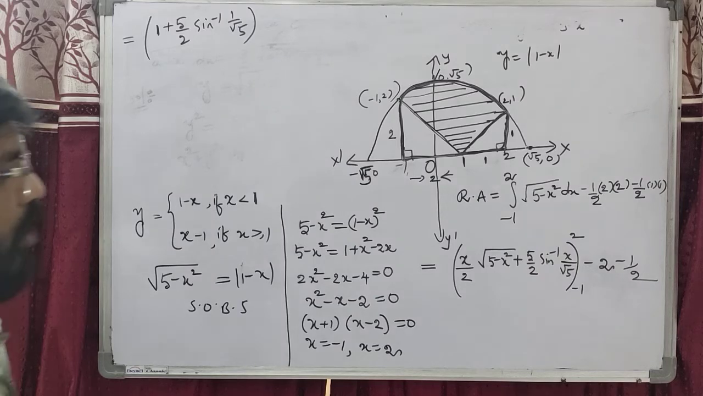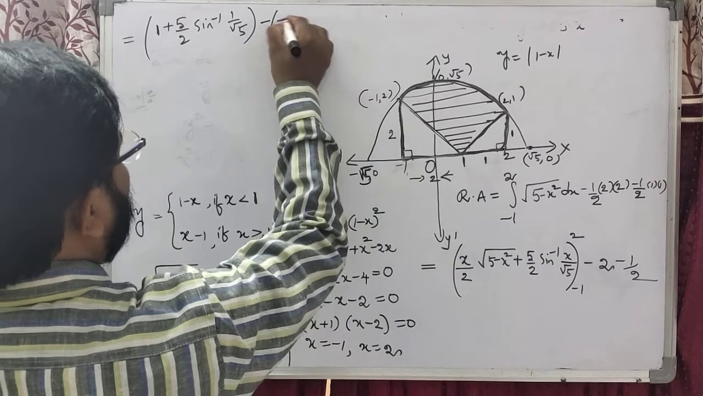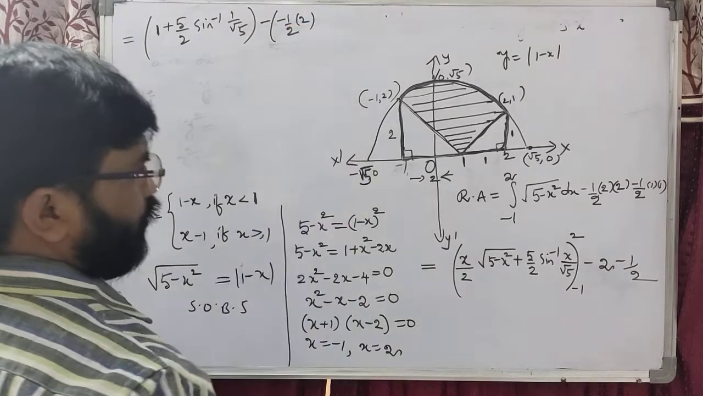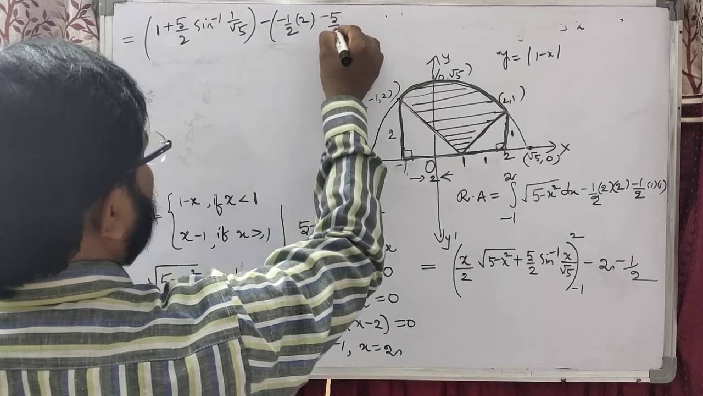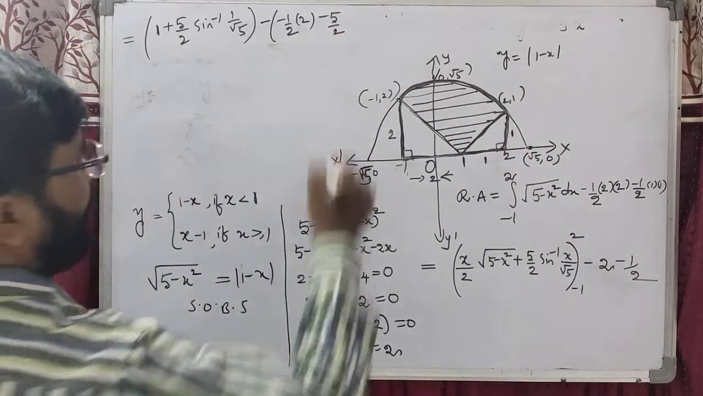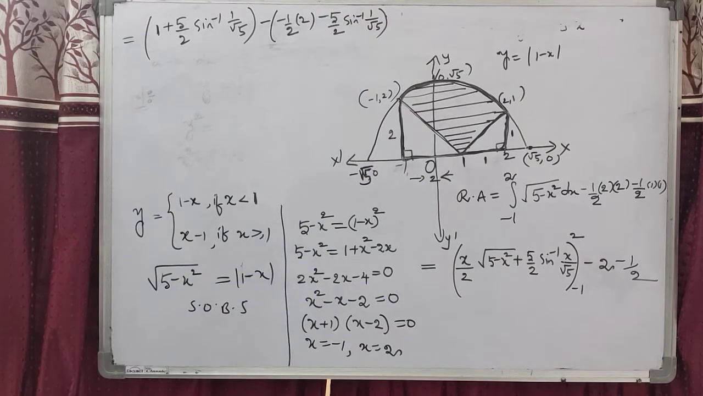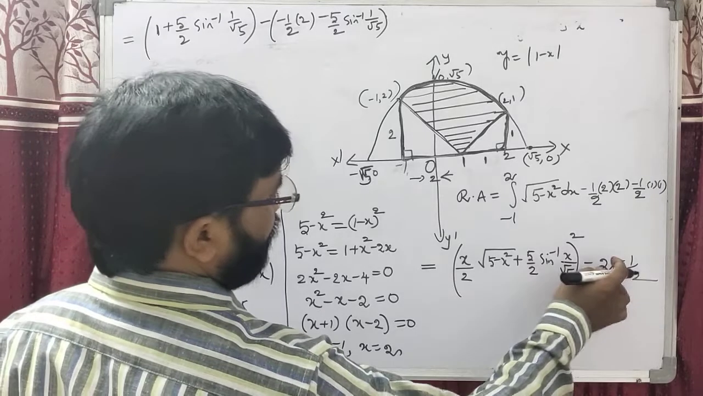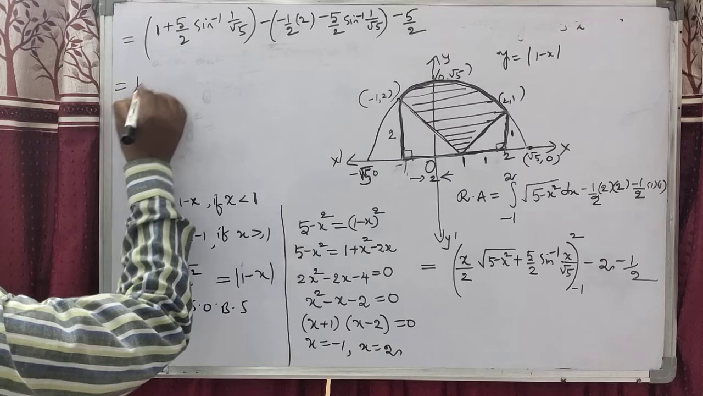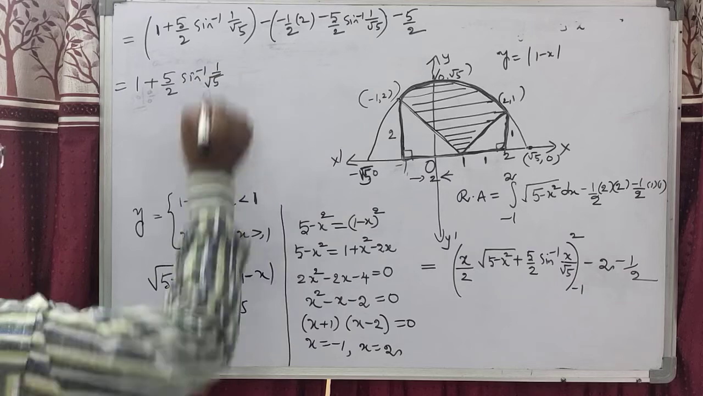Dear students, now we are substituting the lower limit. The minus of -1 by 2, 5 minus 1 is 4, that is 2. Dear students, we got -5 by 2, sine inverse of -1 by root 5. We can write -5 by 2 sine inverse of -1 by root 5. Now the last one is 2 into 2 is 4, that is -5 by 2. Now we can write this as 1 plus 5 by 2, sine inverse of 1 by root 5.